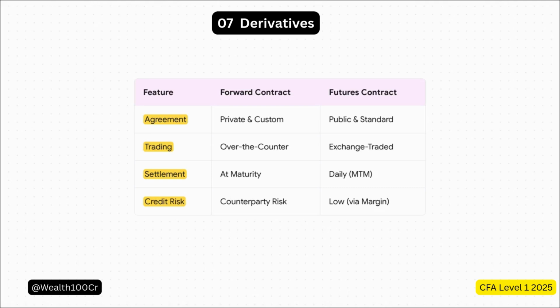Look here. This table is very, very important for your revision. It puts everything together so nicely. Mr. Forward is private, custom, settled at the end, and so it has a higher risk that someone might not pay. But Mr. Future is public, standard, traded on an exchange, and settled daily. And because of this daily settlement, the risk is very, very low. Please take a good look at this.